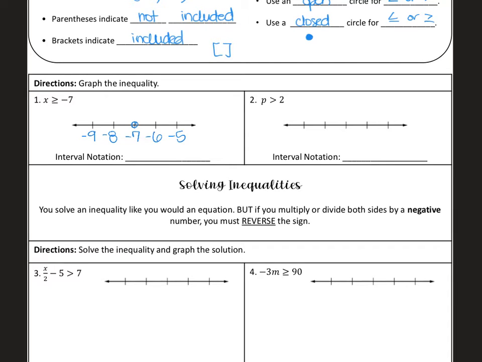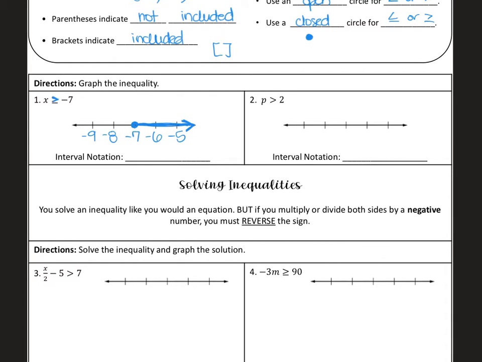Here, it's a closed circle because x can actually be equal to -7, because it's x is greater than or equal to -7. And then we want numbers greater than that. So we draw our arrow towards positive infinity. And notice that arrow that we just drew on our number line, that arrowhead actually matches the symbol. So that's kind of nice to check ourselves.